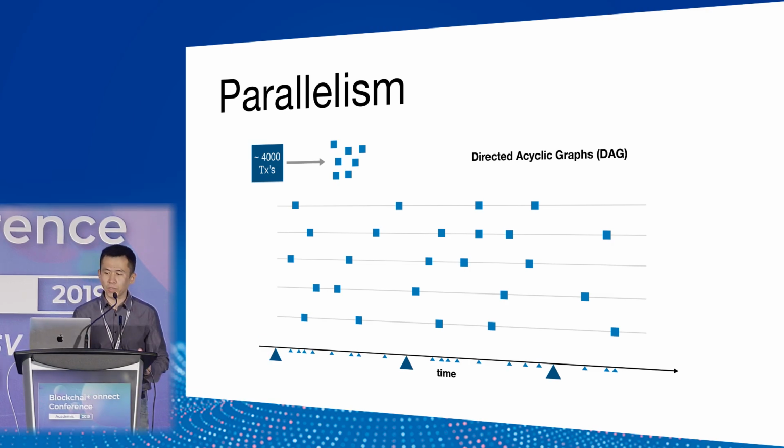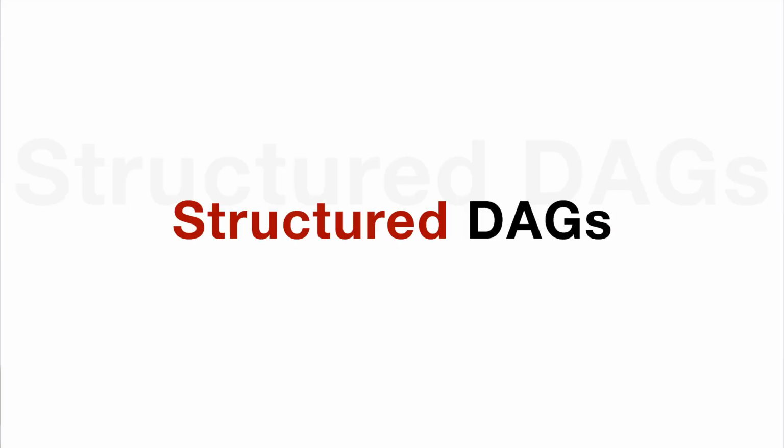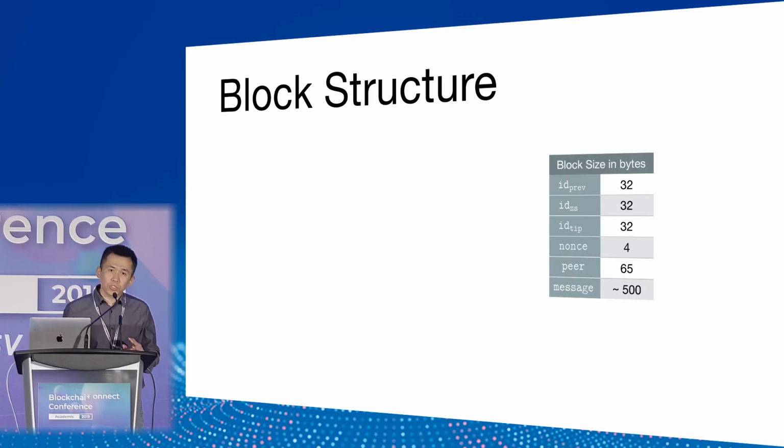Here's a hint. We think that there should be a structure in the DAG, and each line here represents a miner. This is the main keyword that I'm going to be talking about today, which is a structure in the DAG. In order to describe the structure in our DAG, let me first describe the contents of our block, which is the vertex in the graph.